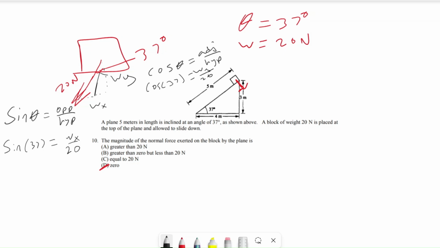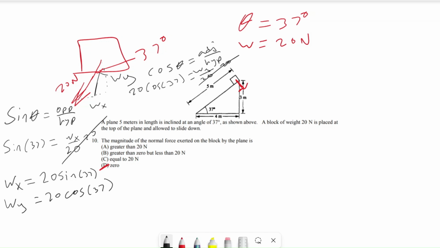Now to get the weight components, we multiply by 20 on both sides, because what you do to the left, you must do to the right. The 20s cancel out, and that gives us weight in the x is equal to 20 sine 37, and I'm going to write down here weight in the y is equal to 20 cosine 37.